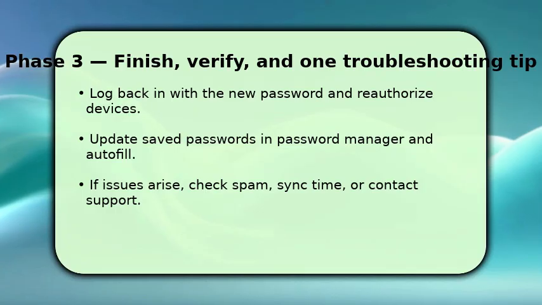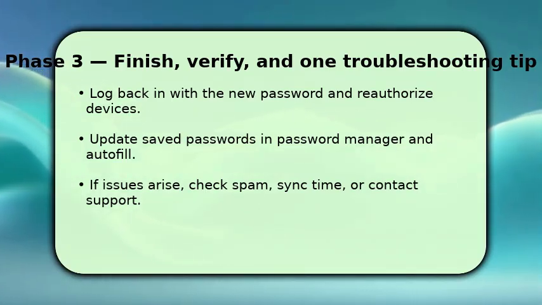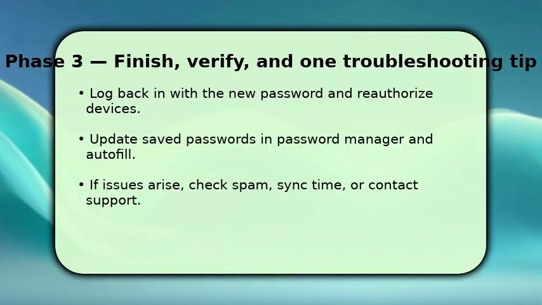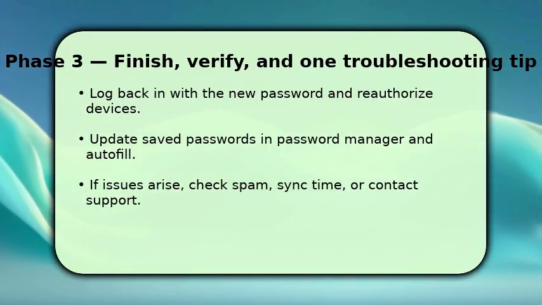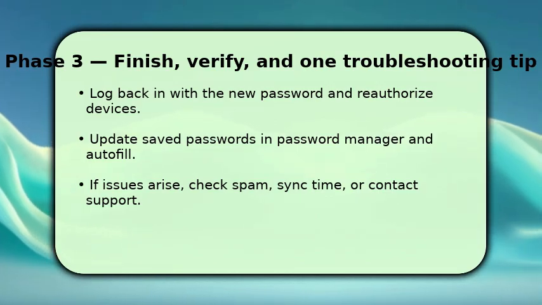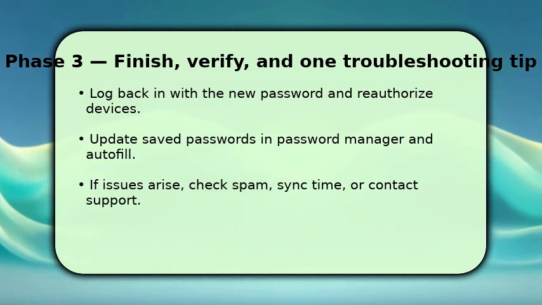If the reset fails, check the spam folder for emails, verify your device clock, and retry the code flow. Sometimes clearing the app cache or reinstalling the app resolves token errors. If none of that works, contact app support with your account details and a clear description.